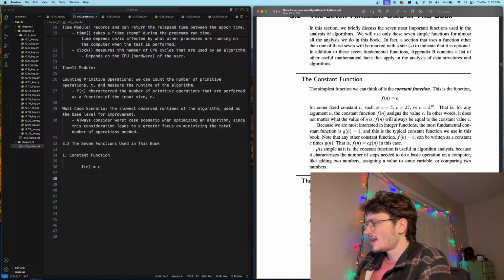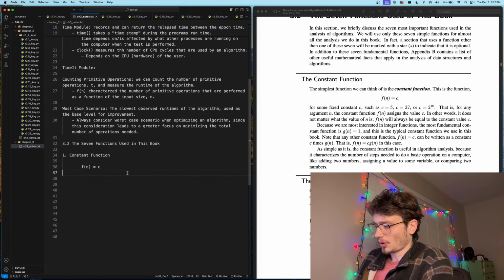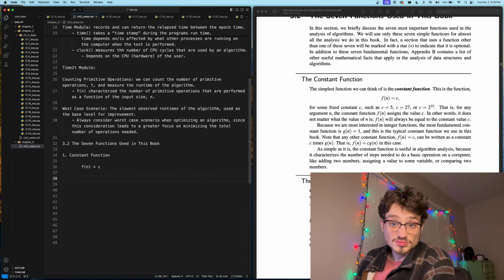Okay. As simple as it gets, the constant function is useful in algorithm analysis because it characterizes the number of steps needed to do a basic operation on a computer, like adding two numbers, assigning a value to some variable, or comparing two numbers. Okay, that was a lot.